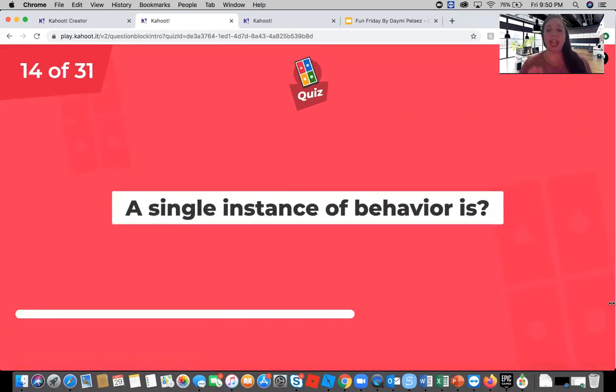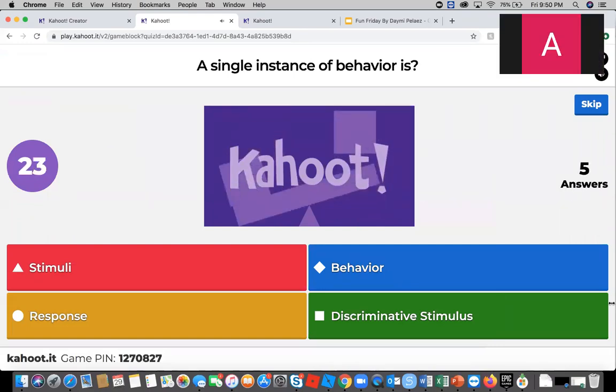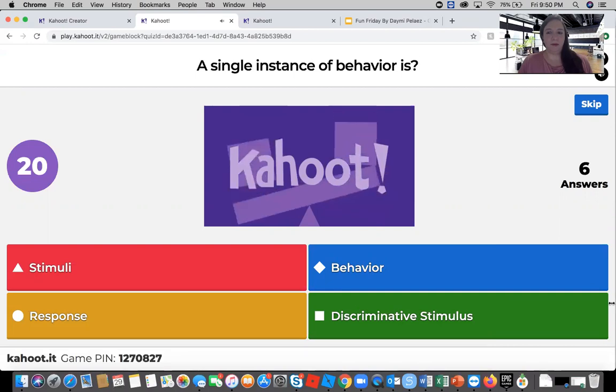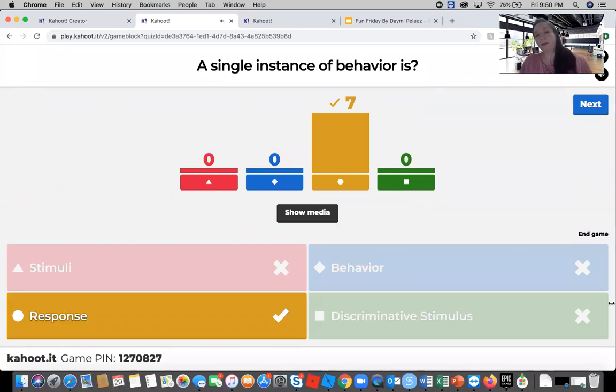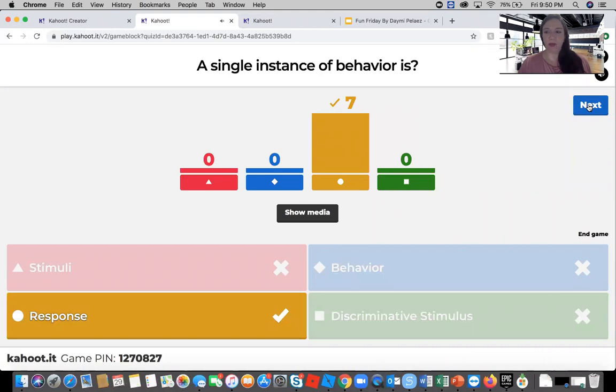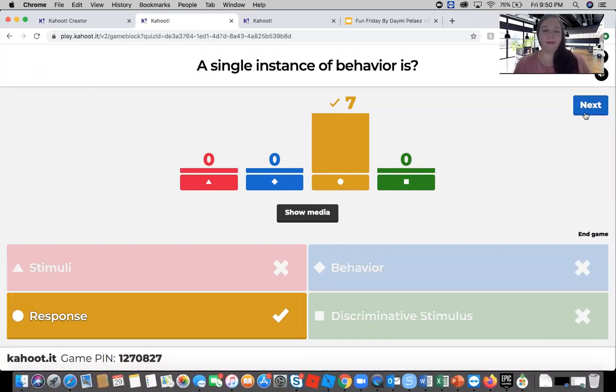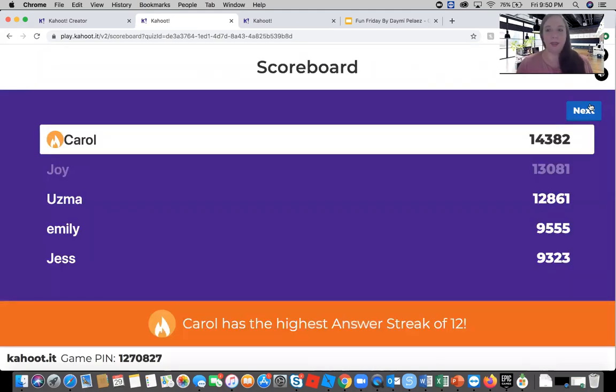A single instance of behavior is, what is it? What is it, guys? Very good. Response, 100%. Nice. Lots of people confuse response with behavior. They're similar, but no. You guys got it, 100%. Carol, you're doing this.